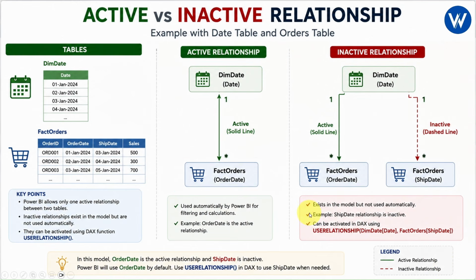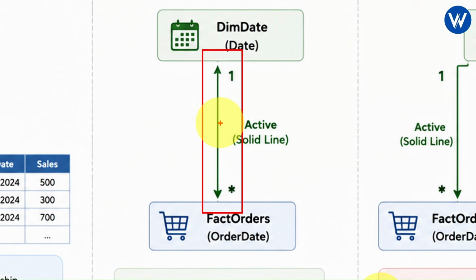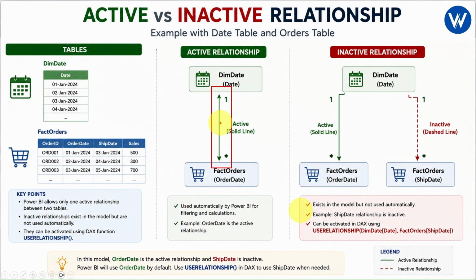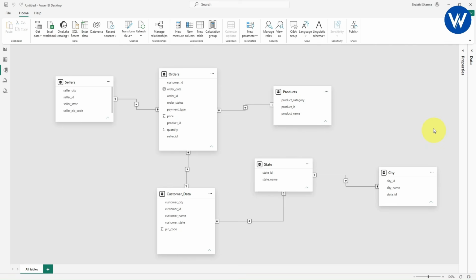Let me show you again guys. Wherever you find a line in this way, which is a solid line, this relationship is known as an active relationship. And wherever you find a dash line like this, this is known as an inactive relationship. Let me show you practically, then you will understand clearly.